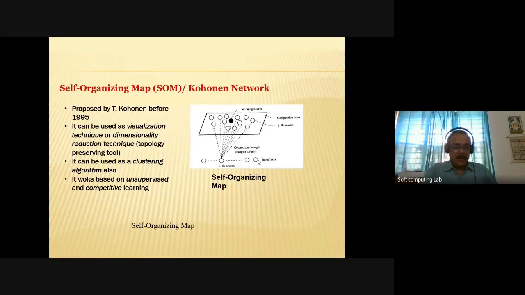Now I'm just going to concentrate on the self-organizing map or the coherent network. There are several applications of this particular self-organizing map. Remember, this network can be very efficiently used as a visualization tool. That means data can be mapped from higher dimension to lower dimension for the purpose of visualization. Let me take a very simple example.